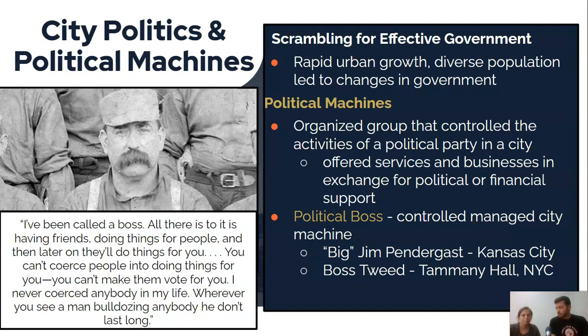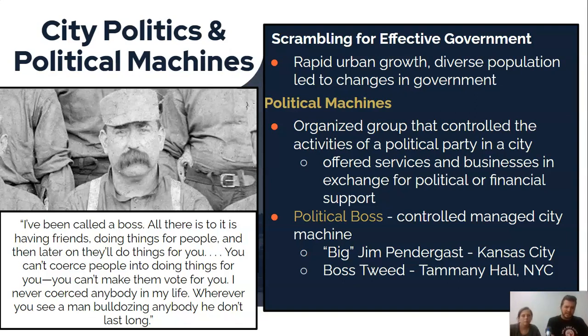But I imagine that most immigrants were probably more than willing to give that up. It's a really small price to pay, I imagine, for a roof over your head and a job. So anyway, that's what I mentioned there. They offered services and businesses in exchange for political or financial support. And the political boss is the person that managed that. The most famous two were Big Jim Pendergast in Kansas City, and then Boss Tweed in Tammany Hall, New York City.